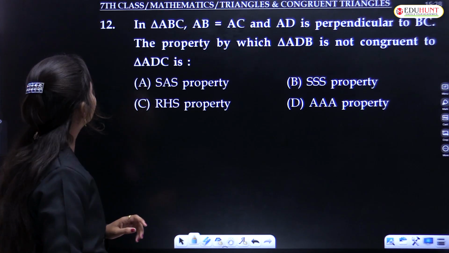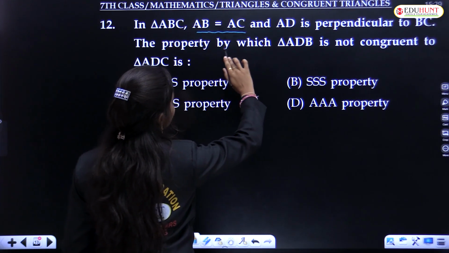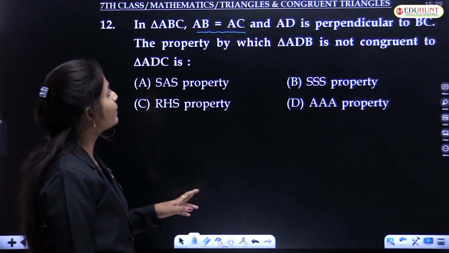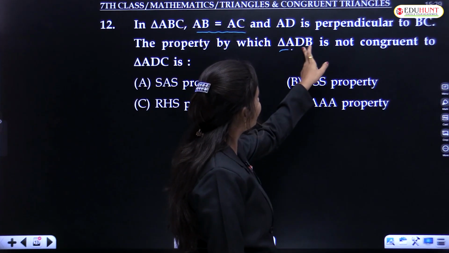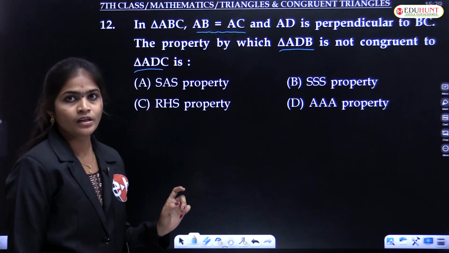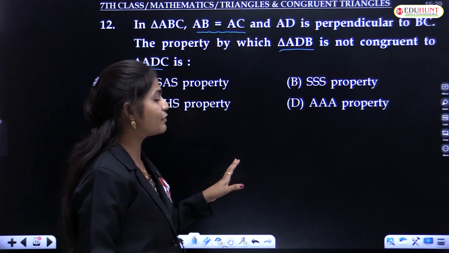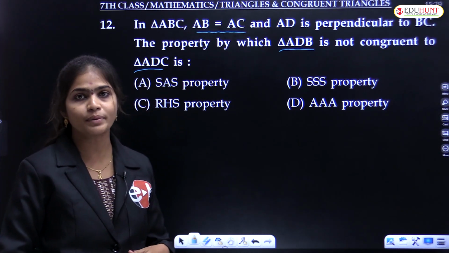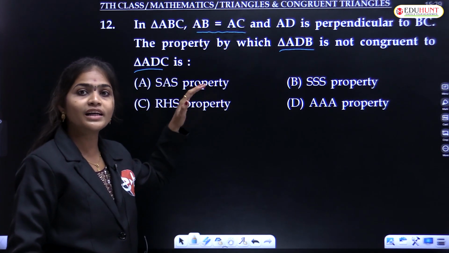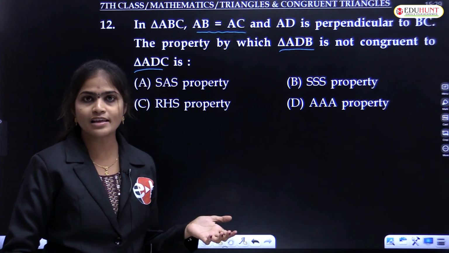So this is also like that only. In triangle ABC, AB is equal to AC and AD is perpendicular to BC. The property by which triangle ADB is not congruent to triangle ADC. So here the measurements are given, no need to find any other thing, we just have to say which property it is related to. Some conditions are given, and according to those conditions we can prove that those two triangles are congruent.